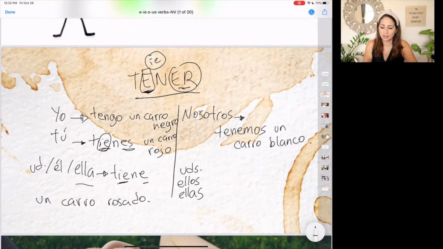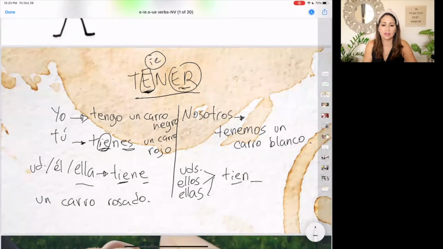Okay, and now for the third person plural. So ustedes, meaning you guys, or ellos, ellas, they male, they female. They have a gray car, let's say. So again, we do have to pay attention to the stem change, ellos tie, and then of course the ending that goes with them is en. So ellos tienen, let's say, un carro gris, a gray car.